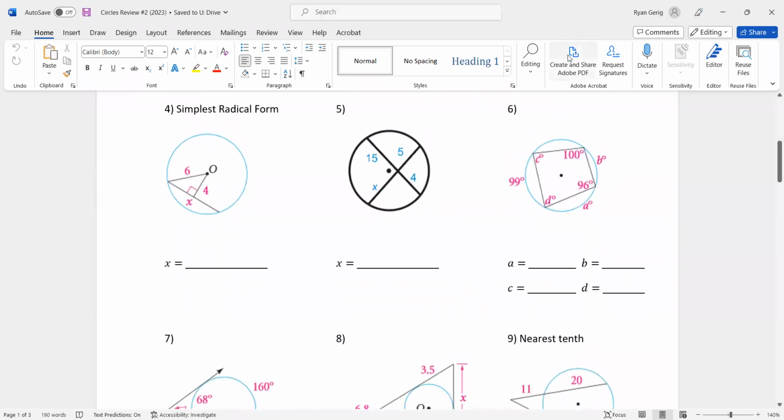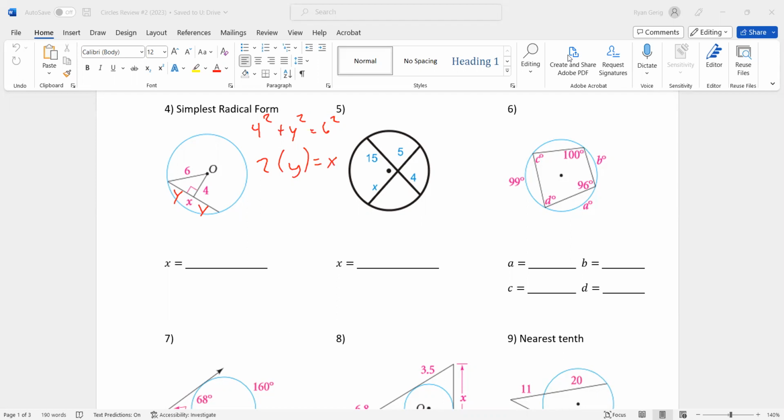Number 4 comes from lesson number 4. I've got a line that goes to the center that is perpendicular to the chord, shown by that right angle. What that means is it cuts the chord in half. So if it cuts the chord in half, I'm going to call these both y. I can do Pythagorean theorem to find y. So 4 squared plus y squared equals 6 squared. You're going to get y, and then when you get y, you double it. So 2 times y to get your x.